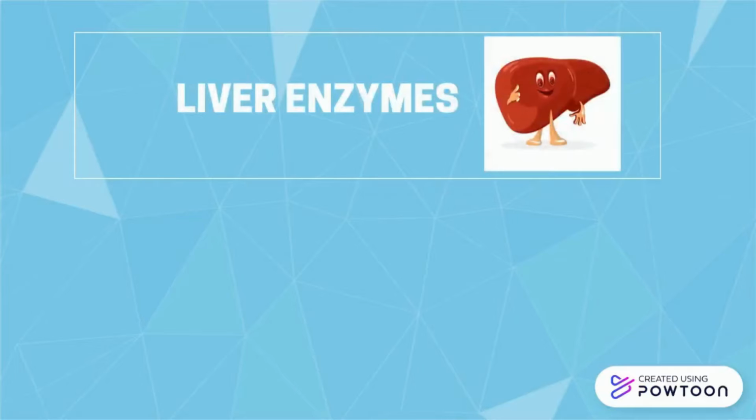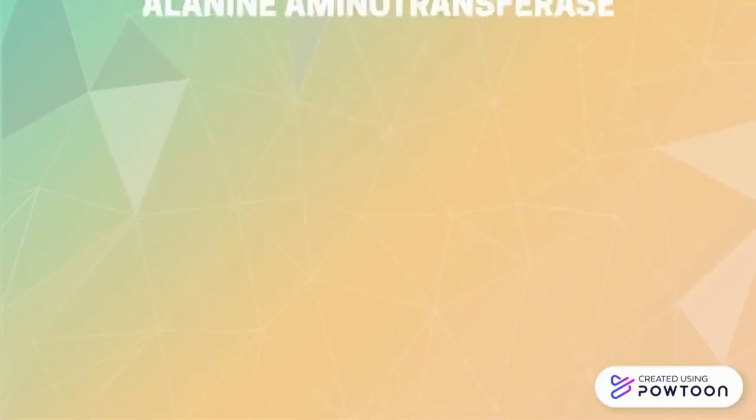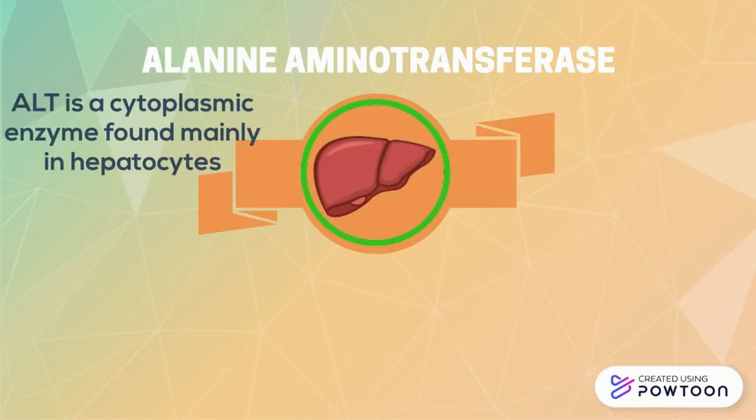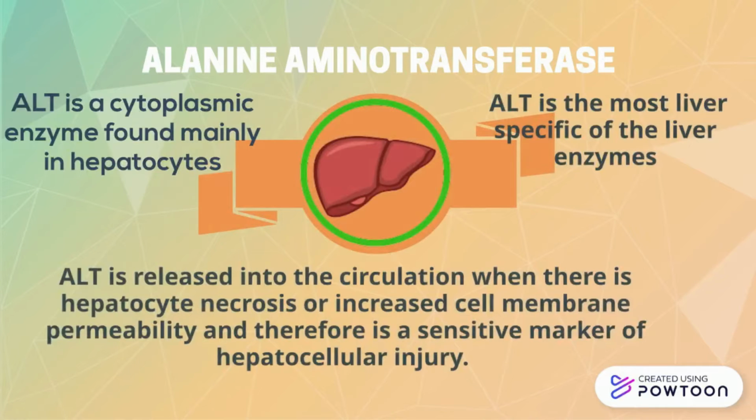Leakage enzymes. Hepatocellular leakage enzymes are useful in detecting injury to liver parenchyma cells, and generally increased serum activity represents enzyme leakage from cells through damaged cell membranes. Alanine aminotransferase, also known as ALT, is a cytoplasmic enzyme found mainly in hepatocytes. ALT is the most liver-specific enzyme. It is released into the circulation when there is hepatocyte necrosis or increased cell membrane permeability, and therefore is a sensitive marker of hepatocellular injury.